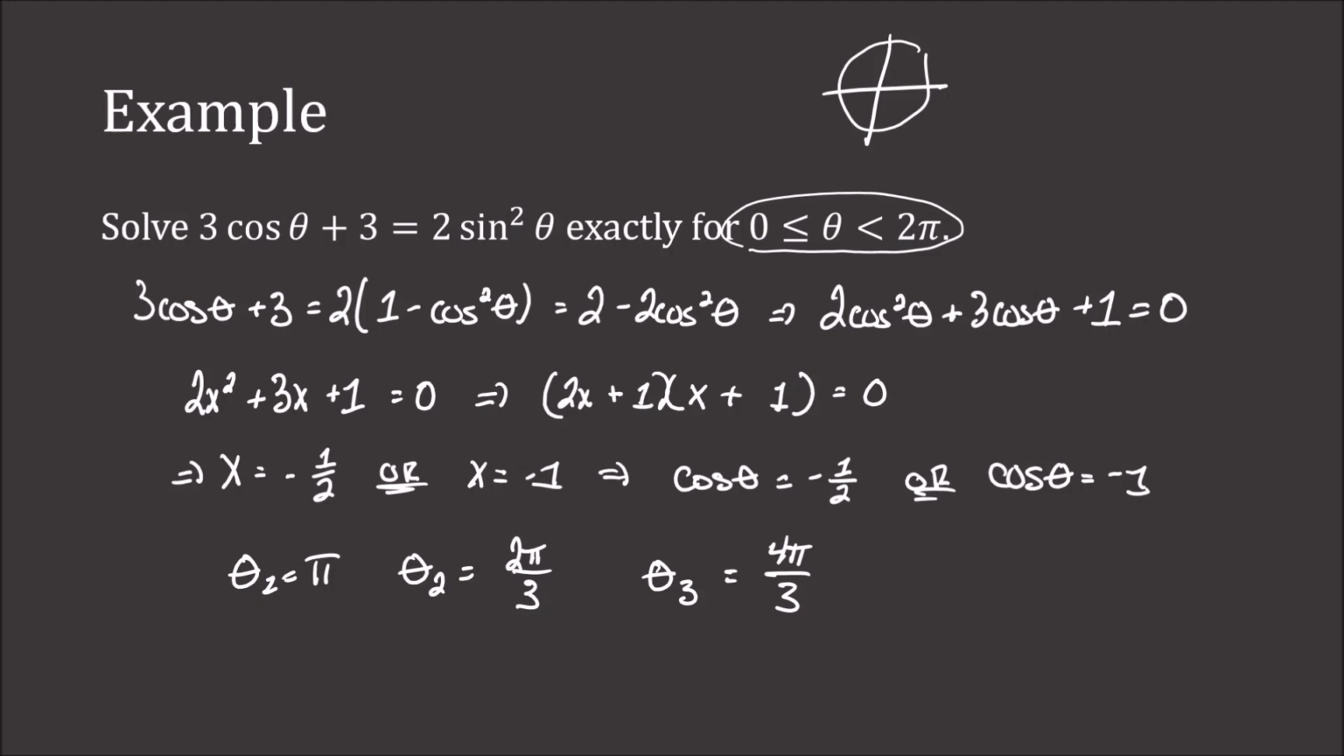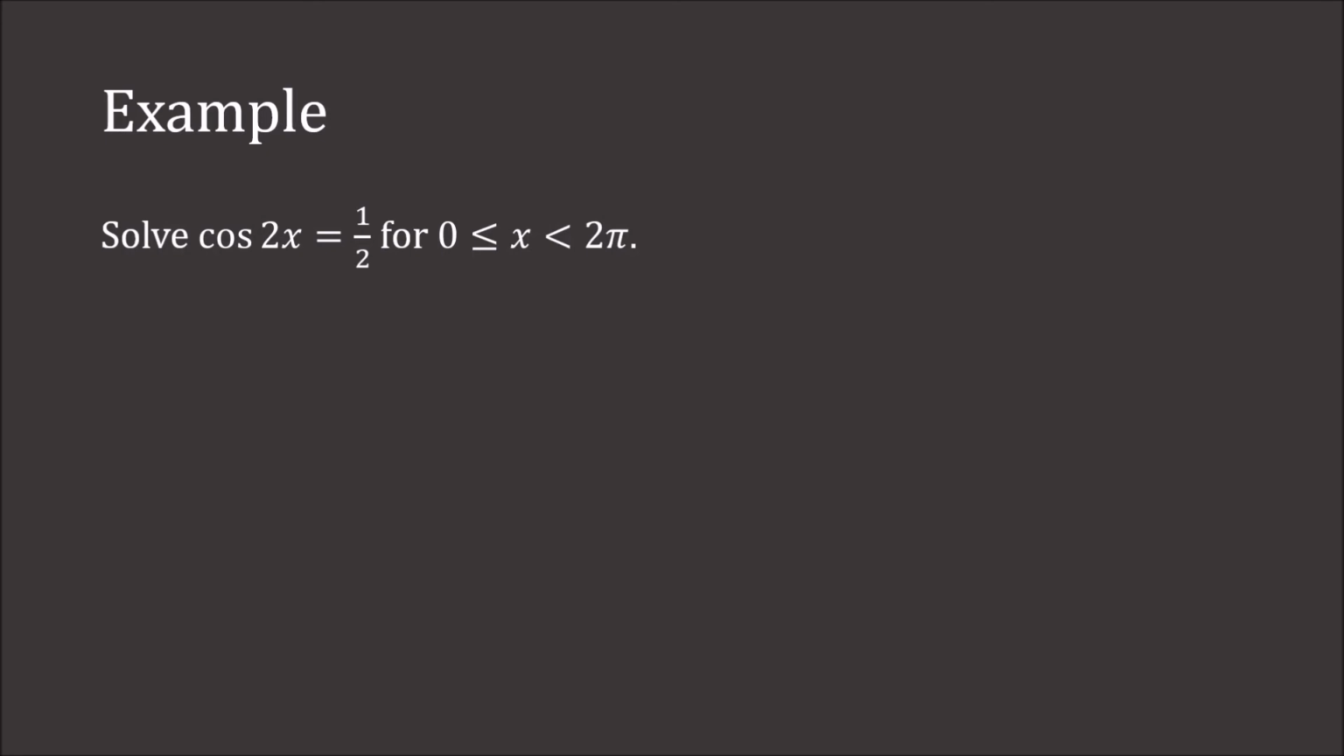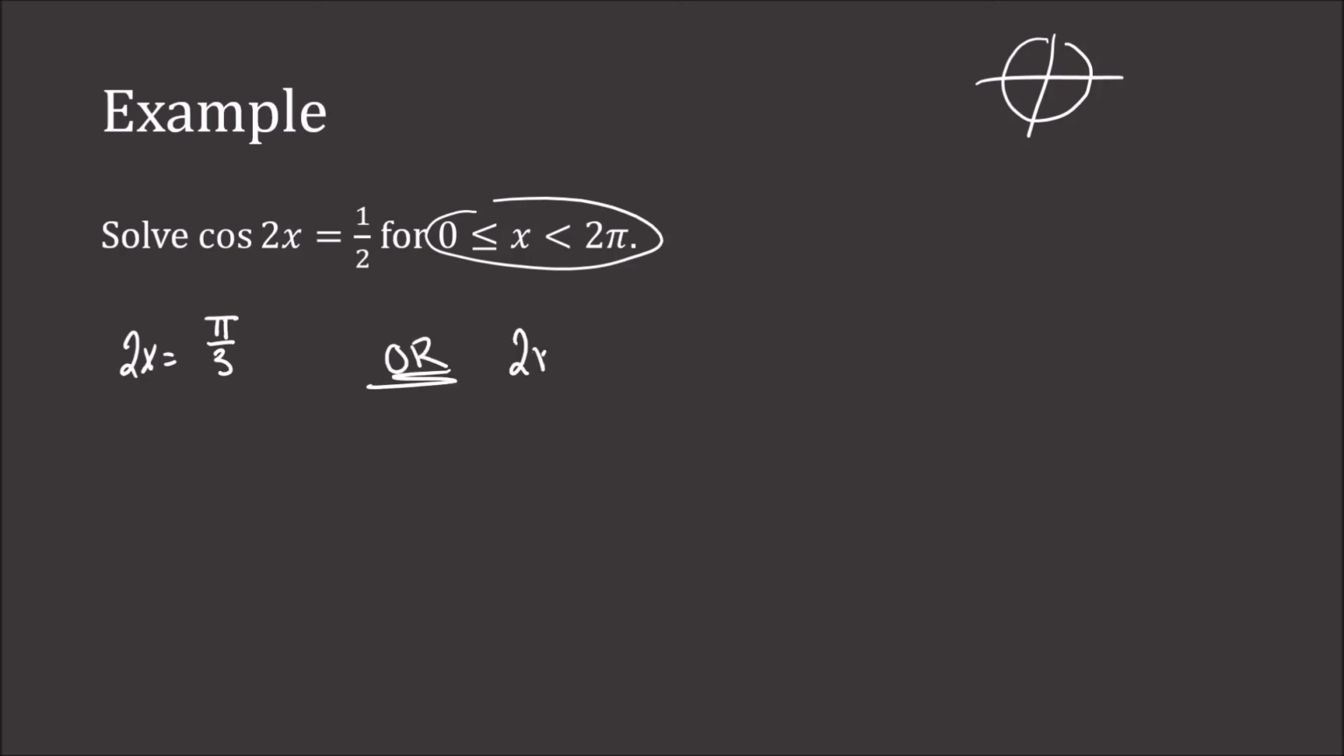And finally, we have this example. Cosine of 2x is equal to 1/2, and again, we're only looking 0 to 2 pi. Now, let's draw reference unit circle. 1/2 will be either quadrant 1 or 4, whereas cosine equal to 1/2 in quadrant 1, that would be pi over 3, which means 2x is pi over 3, or 2x is, where is cosine 1/2 in quadrant 4, that is 5 pi over 3.